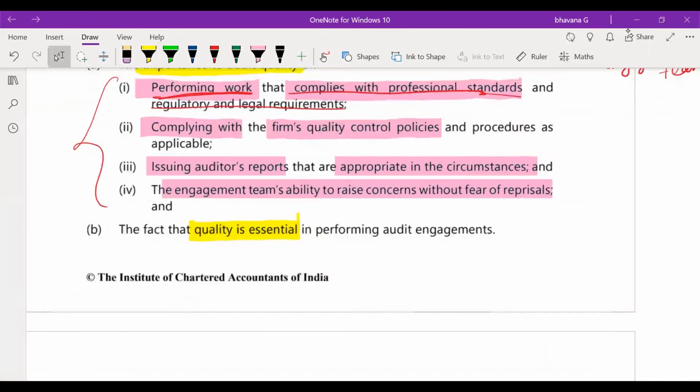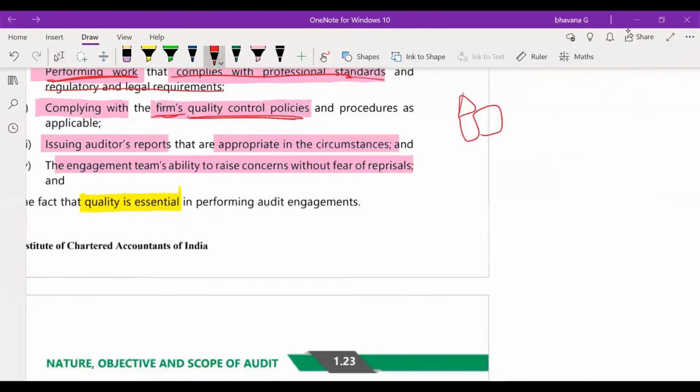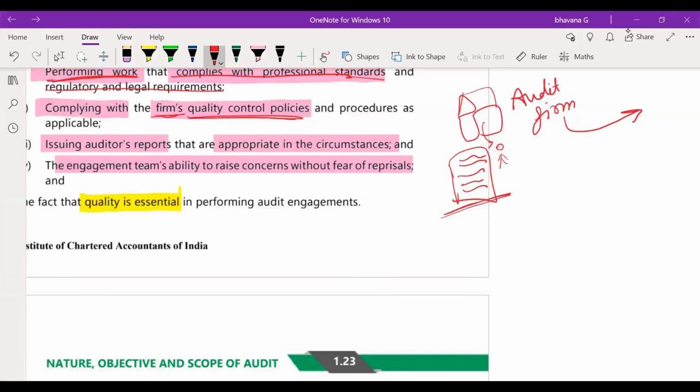Whenever he performs work, he will comply with all the professional standards and regulatory requirements. Second thing, there will be a few quality control policies for the firm. If this is my audit firm, that means I am an auditor in this firm. This is not the company we are going to audit. This is the audit firm from which the auditor is going to be sent to the company. In this audit firm, there will be a written set of rules, policies or procedures to have standardization.